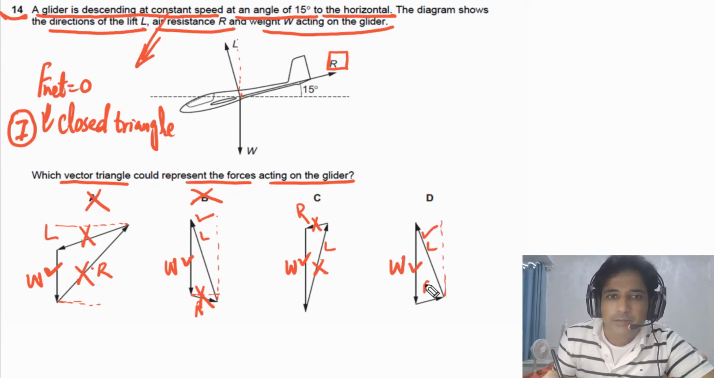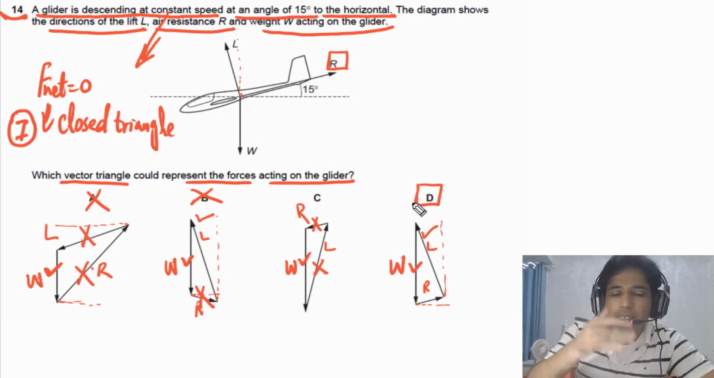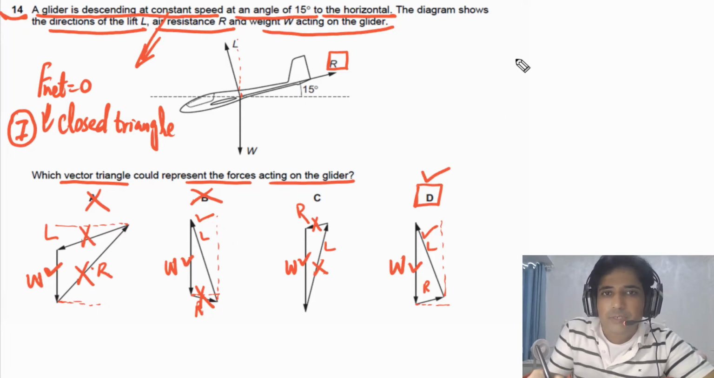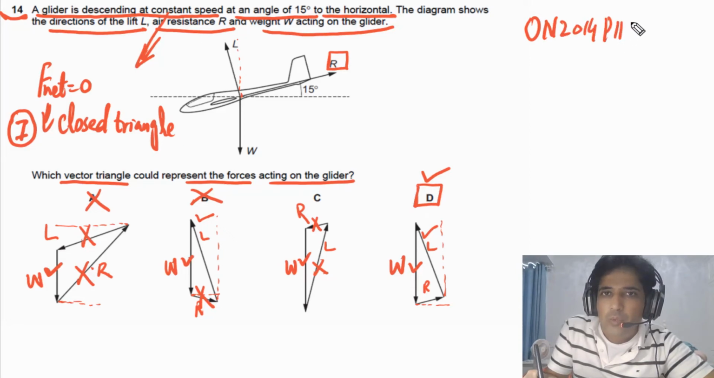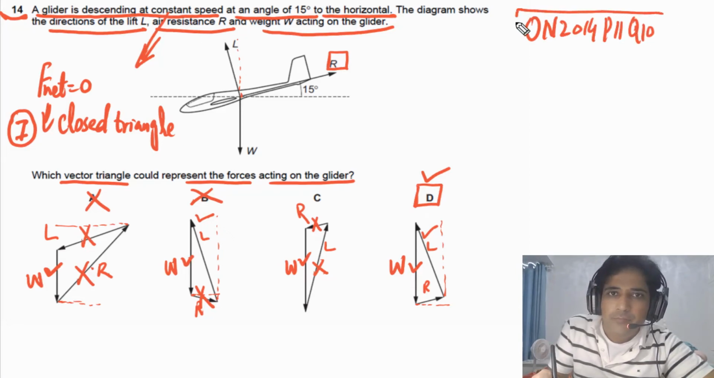If you look at the direction of R, you can see this is making an angle above the horizontal. So this one is the right answer. So like this, you can figure out and find the right answer. This question is a repeated question. If you check October, November 2014, paper 1-1, question 10, you can find this question there.